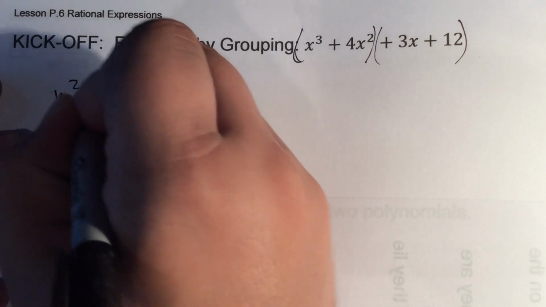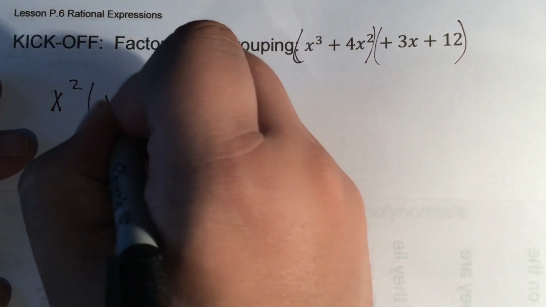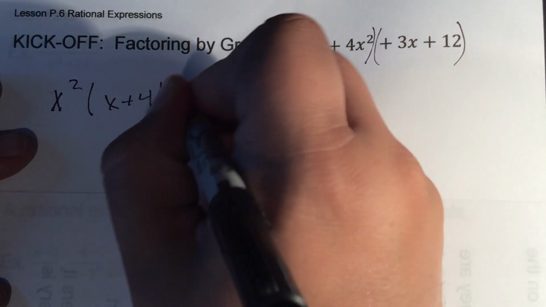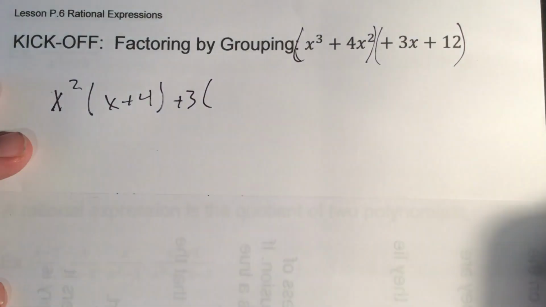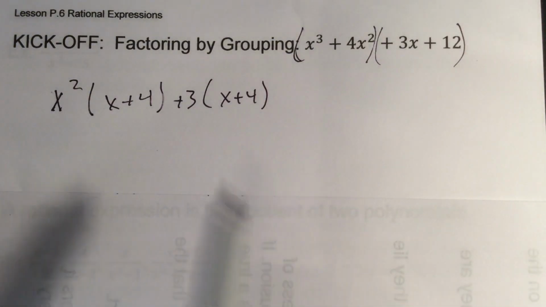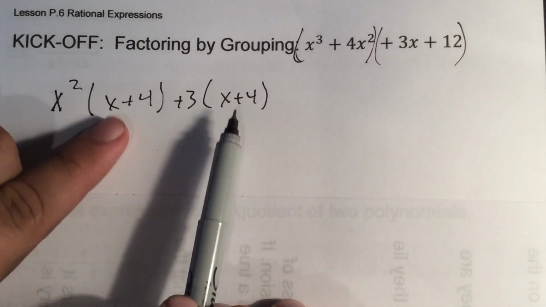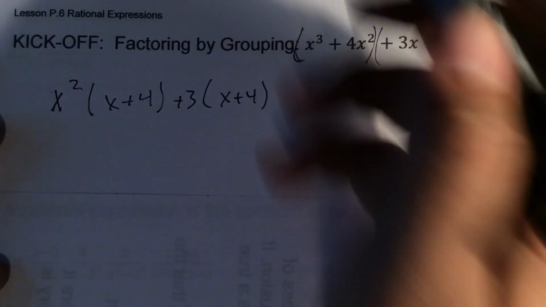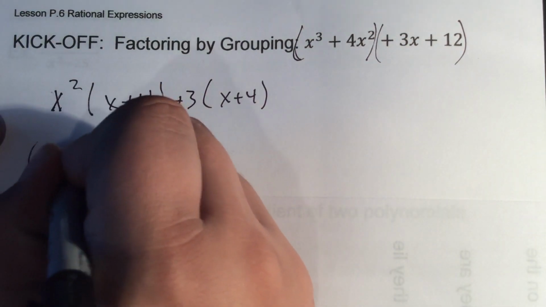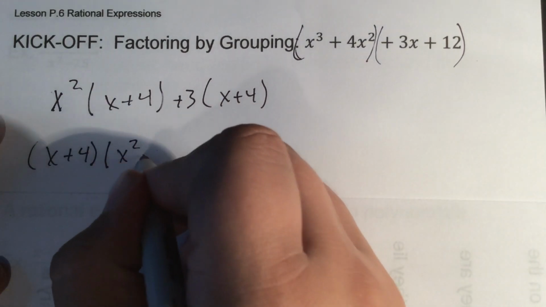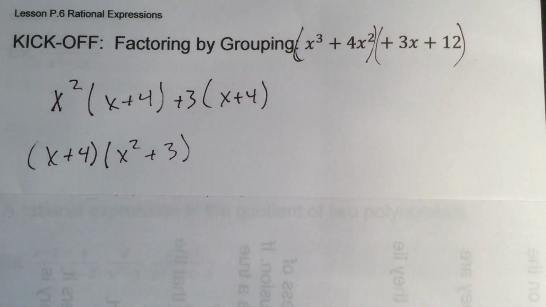So, what could I pull out of this first one? Well, I could pull an x squared out, and I would have x plus 4 left over. Well, I could pull a plus 3 out of the second one, and I would have x plus 4 left over. Again, when you do this, you want to have what's in the parentheses be the same. If they're not, look for more to pull out. So that's my common factor that I'm going to move to the front. What's left is what's in front gets put into the second set here, and away we go.